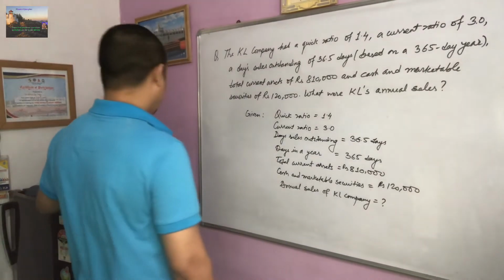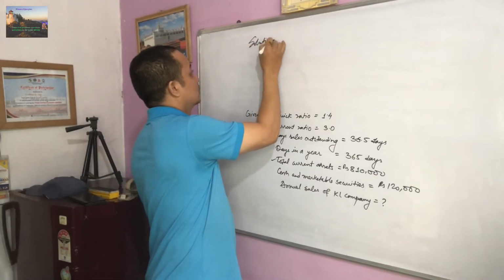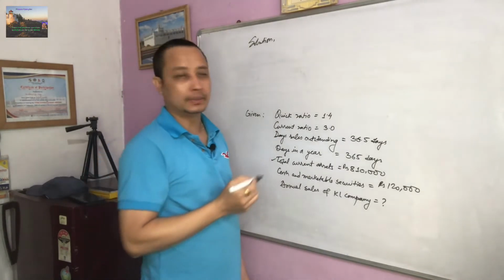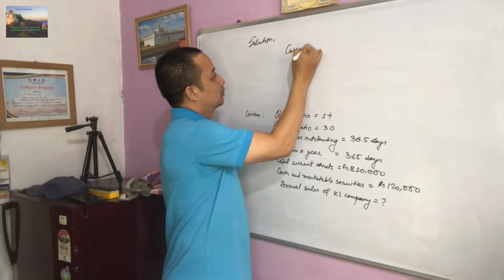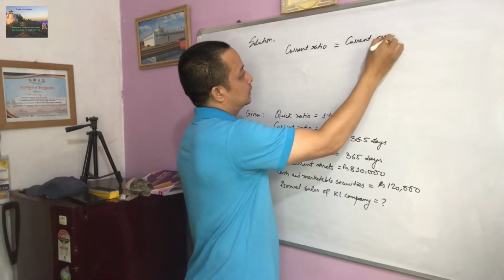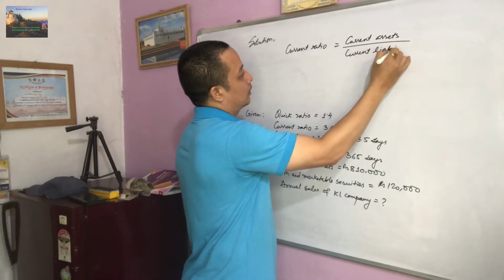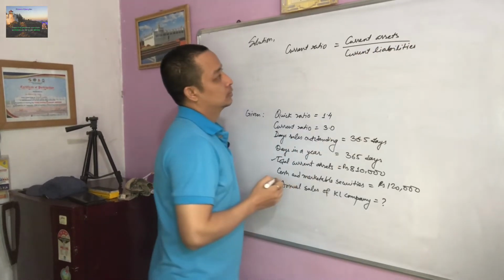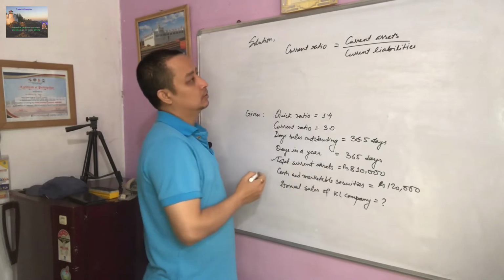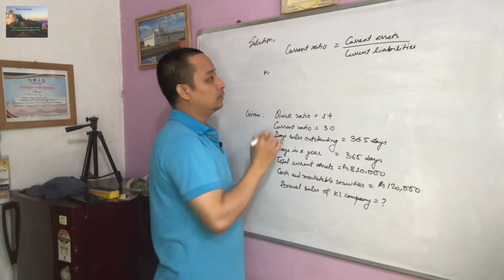Okay. So now let's see. You have to use current ratio to find the current liabilities. So here current ratio equal to current assets divided by current liabilities. So here current ratio is already given here 3, and current asset, total current asset is also given here 8,10,000. So by using this formula, you can find the value of current liabilities.